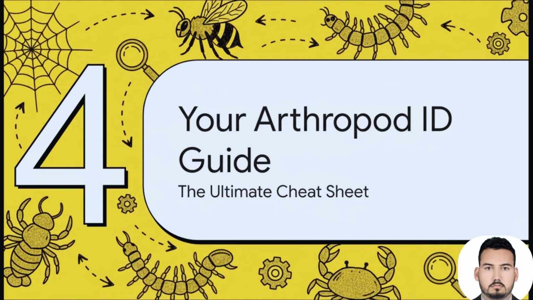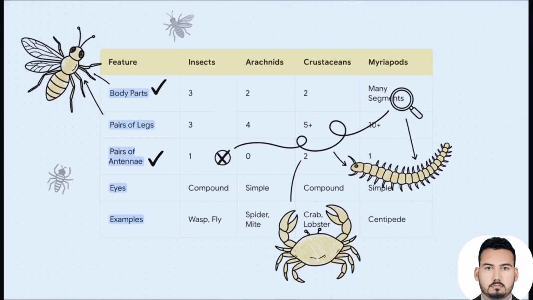Okay, we have covered a lot of ground and met all four of the main players. So let's pull all of that great information together into one simple, really powerful tool, your own personal cheat sheet. And here it is. This chart puts it all in one place. Seriously, with this, you can identify almost any arthropod just by counting 3 things. So for example, you see something with 3 body parts and 3 pairs of legs, it's an insect. Simple. But what if it has 4 pairs of legs and no antennae at all? Well, that's got to be an arachnid. See, it's just a simple process of elimination.